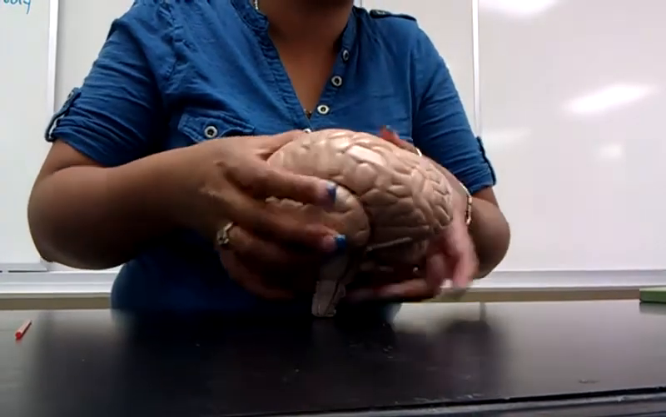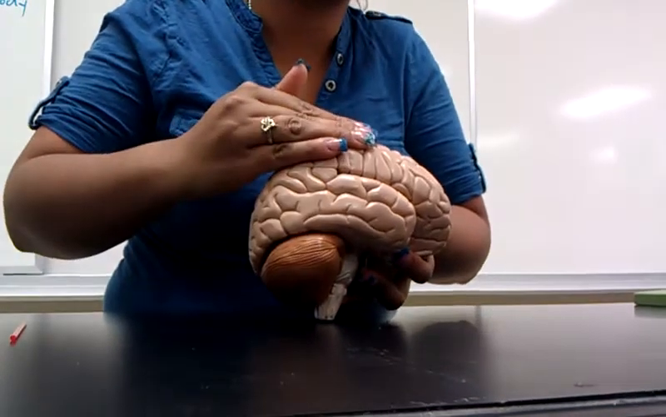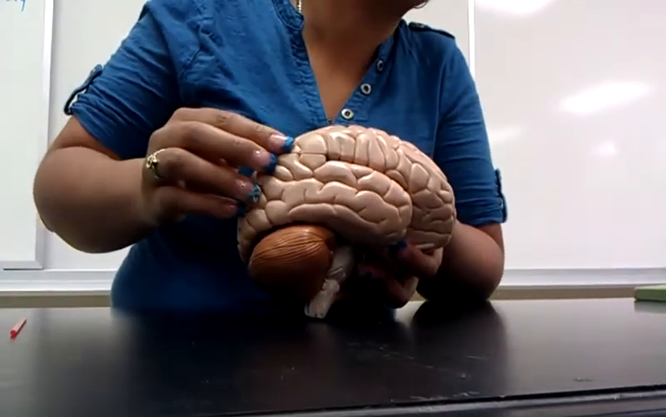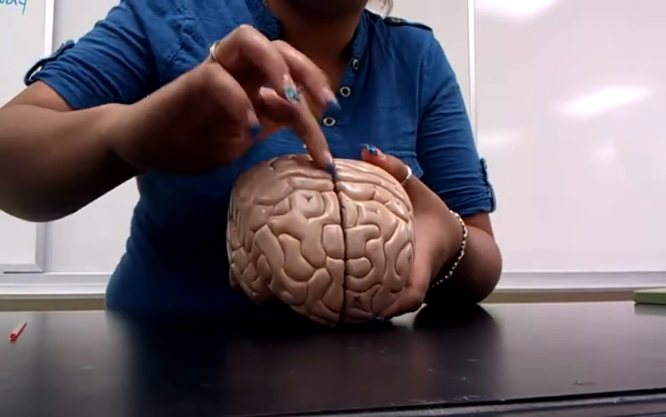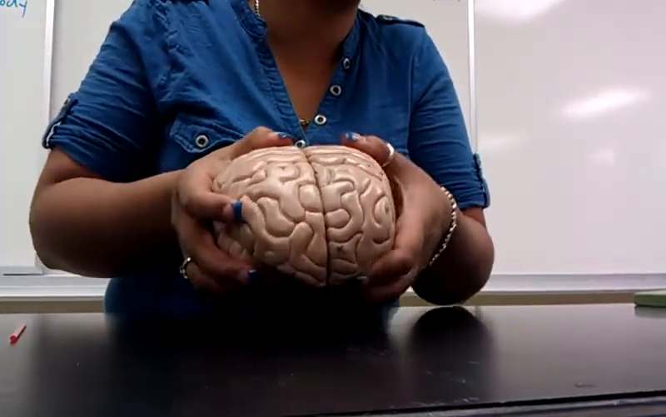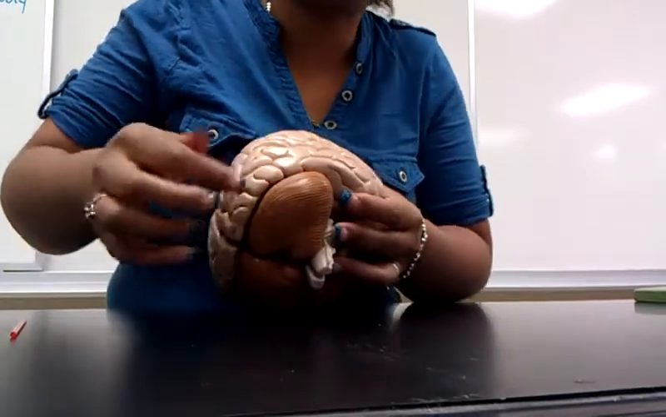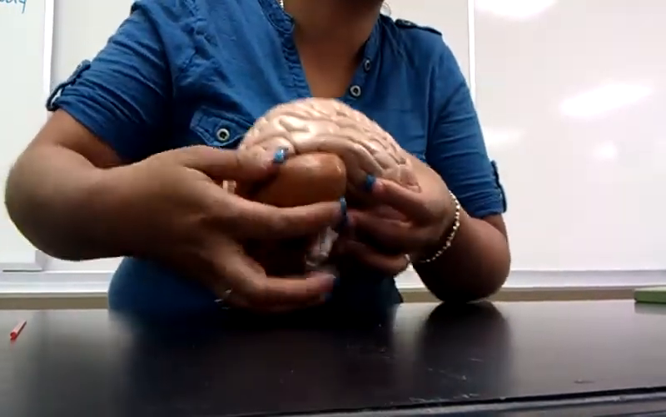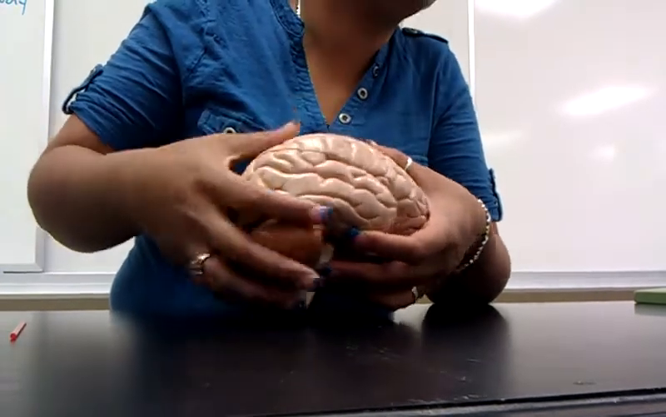Your lateral sulcus separates the temporal and the parietal lobes. Your longitudinal fissure separates the left and right hemisphere. Your transverse fissure separates the cerebellum from the cerebrum.